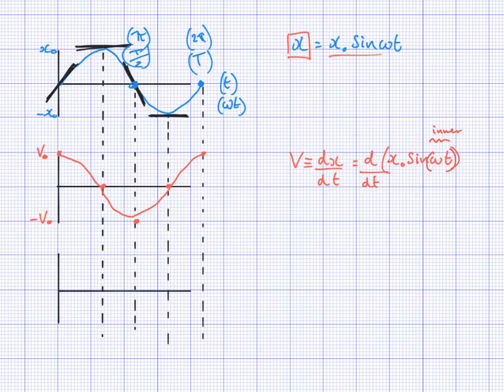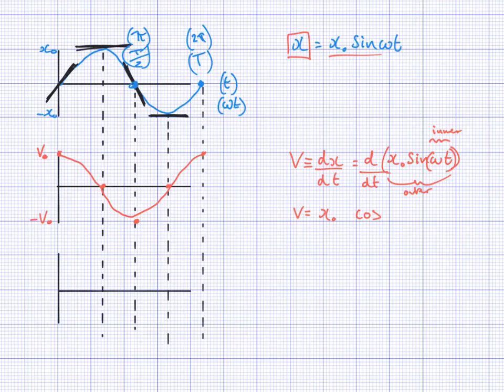And then this whole thing here would be the outer differentiation. And that's where we're going to get our chain rule occurring. So I can then restate this as the velocity being equal to x naught, and the derivative of sine is, of course, cosine. So that's going to be in there. I'm going to leave a little space because I've got something extra to add in a second. So the derivative of sine is the cosine.